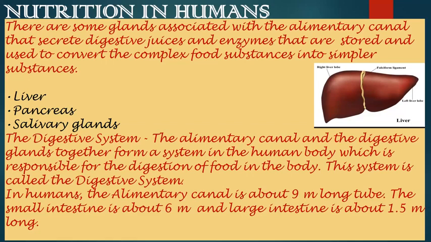So children, we can say that the alimentary canal and the digestive glands together form a system in the human body which is responsible for the digestion of food in the body. And the system is together called the digestive system. In humans, the alimentary canal is about 9-meter long tube. The small intestine is about 6 meter and large intestine is about 1.5 meter long.